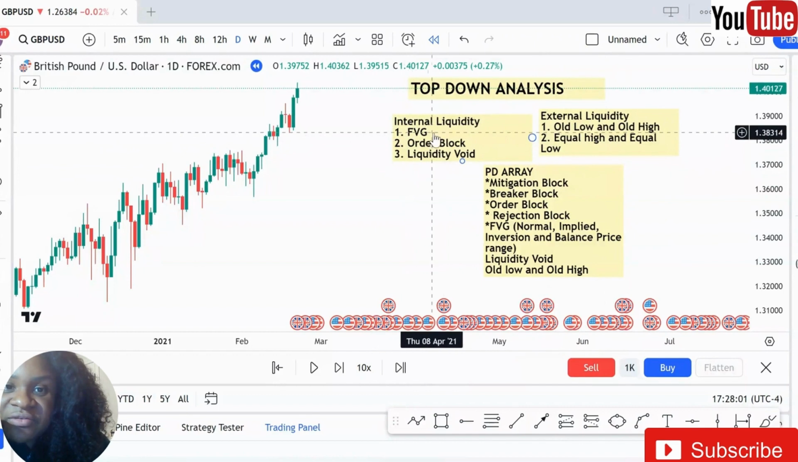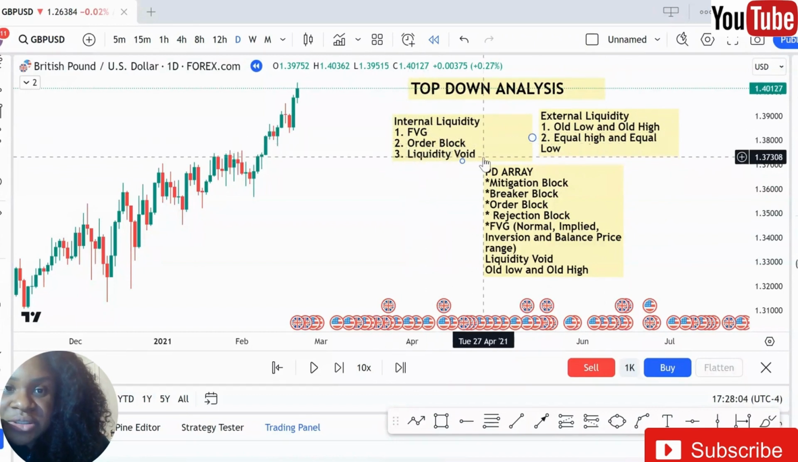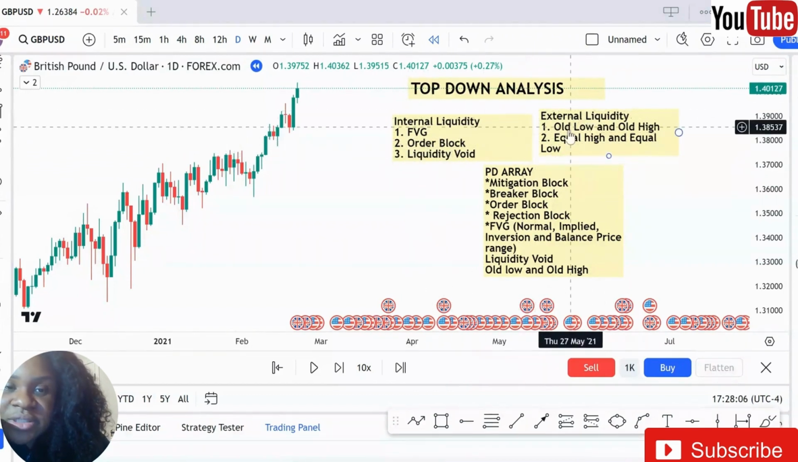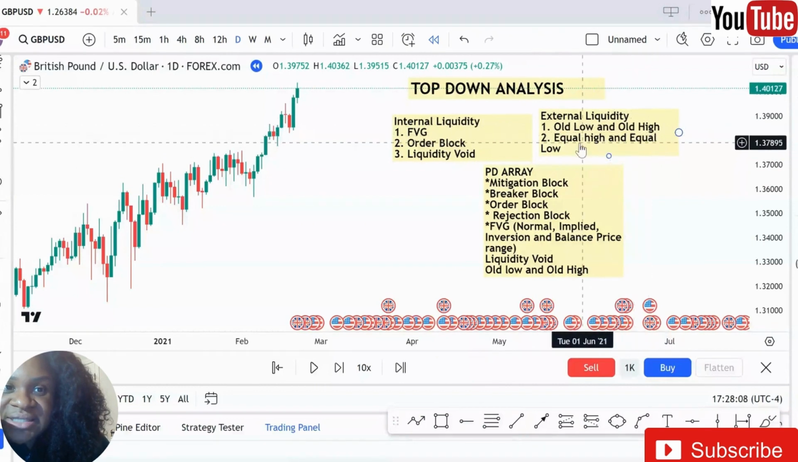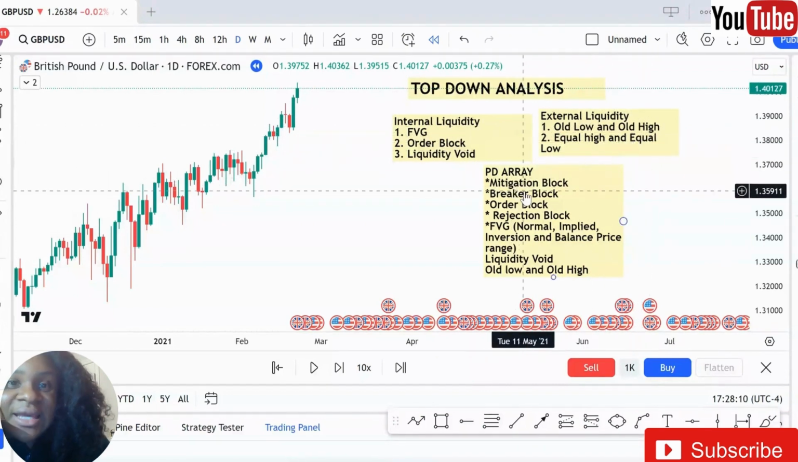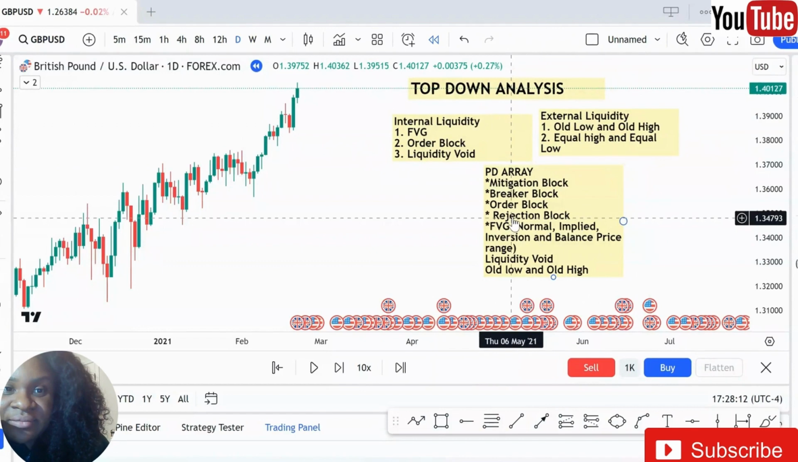This internal liquidity and this external liquidity. Internal liquidity, we have the fair value gap, the order block, the liquidity void. External liquidity, we have the old lows and the old highs, equal highs and equal lows. Then we add our PD array.